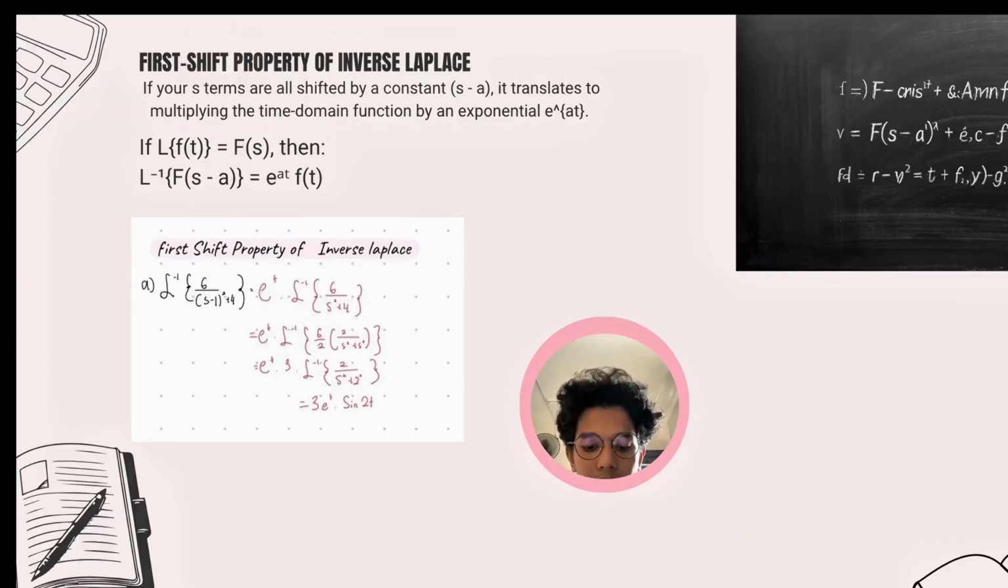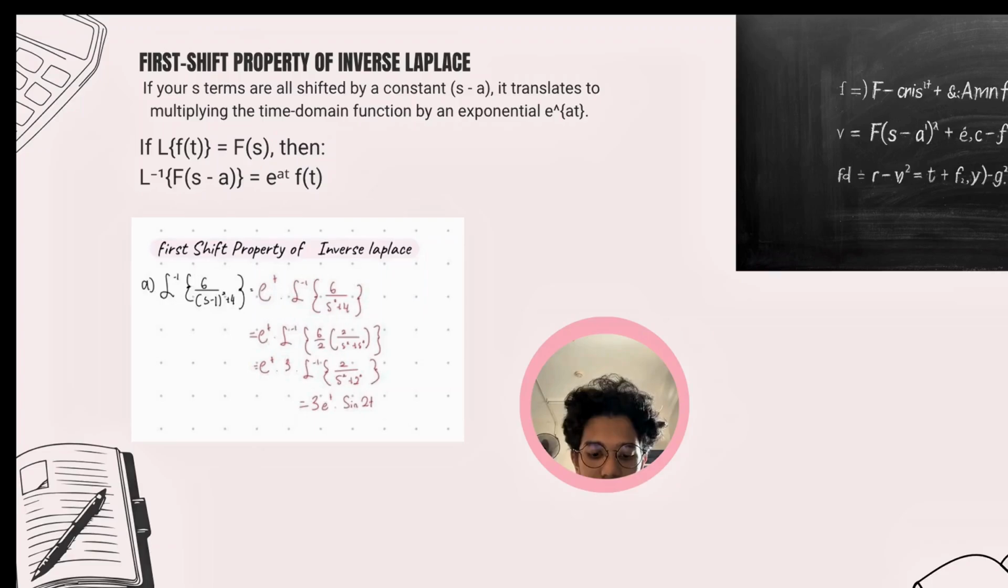Lastly, we have the first shift property of the inverse Laplace. If a term is shifted by constant, s minus a, it translates to multiplying the time domain function by exponential e^(at). If the Laplace of f(t) equals F(s), then the inverse Laplace of F(s minus a) equals e^(at) f(t). Below we have the example question for the first shift property.